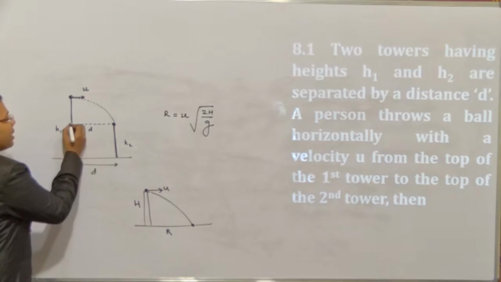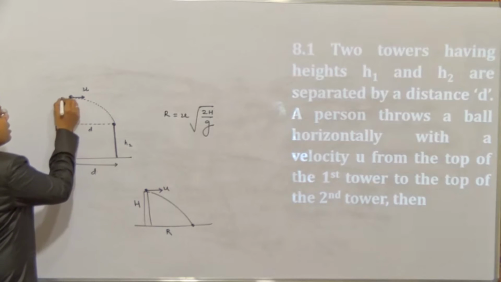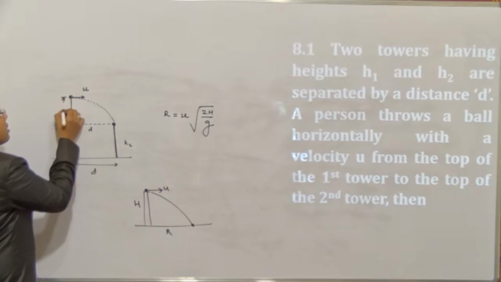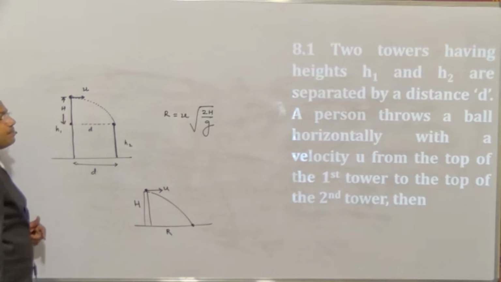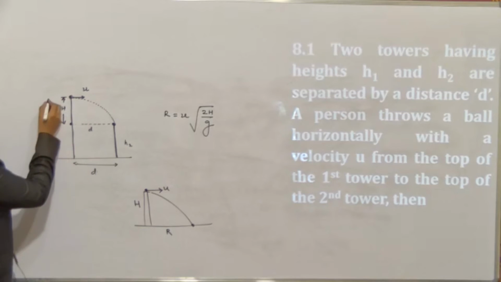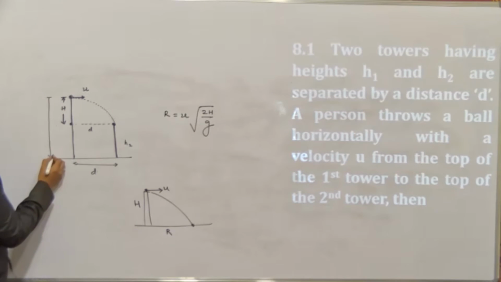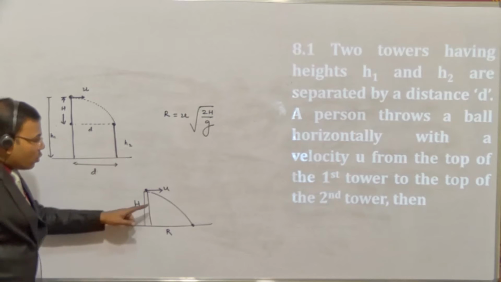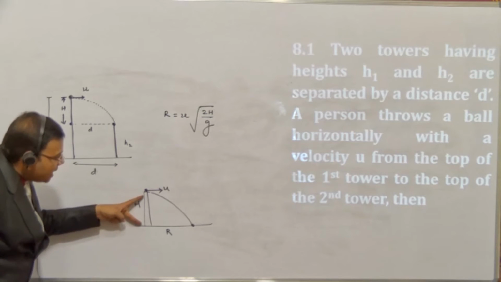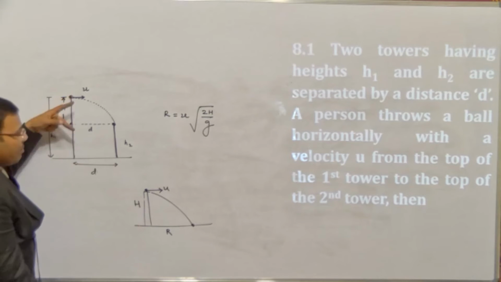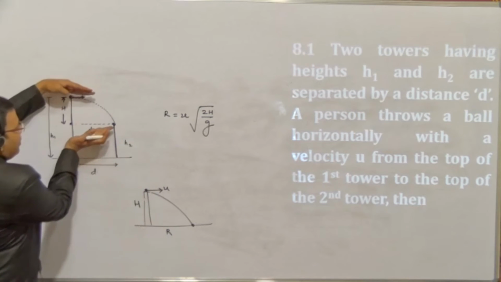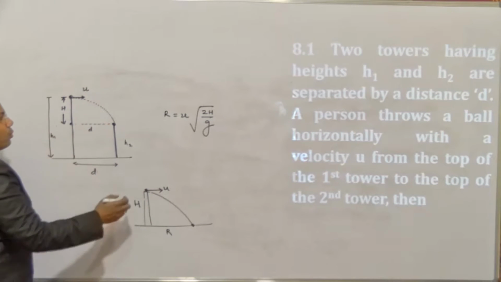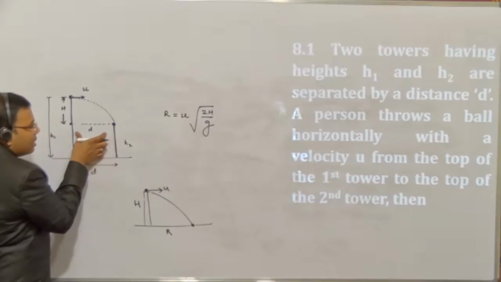So what will the height h be here? The height h is from here to here. This is our h. But the total height of the first tower, as per the question, is h1, and this height is h2. So this height h, capital H, is exactly fitting the situation here. So what do we do? R is the d value.